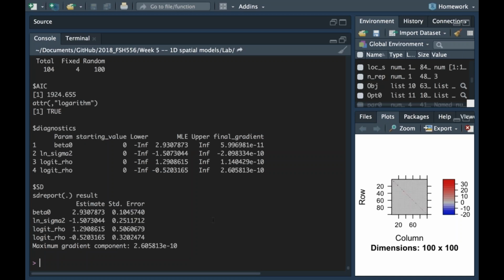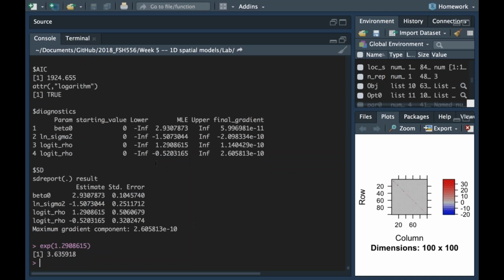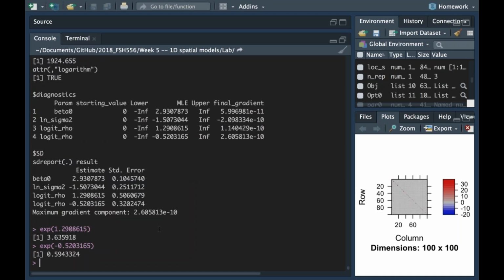So the logit 1, now that it's not in logit space, but in log space, it's exponentiating 1.296. Which is a value greater than 1, which is why when it was in logit space, it was just trying to get as close to 1 as it could. And then the second one is less than 0.59.